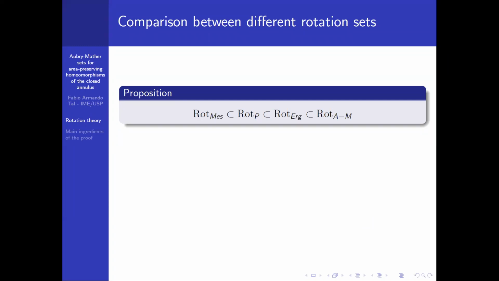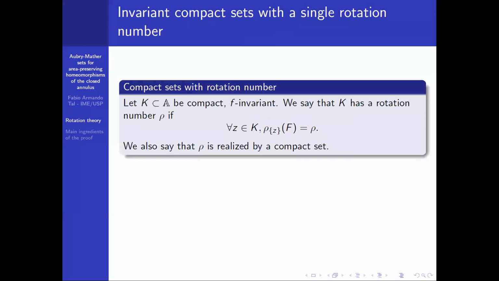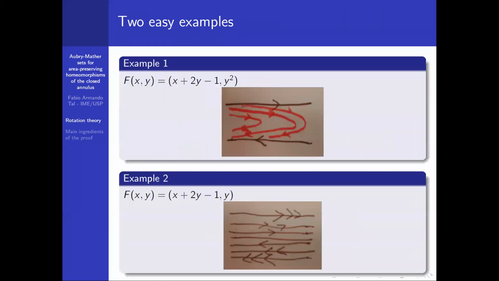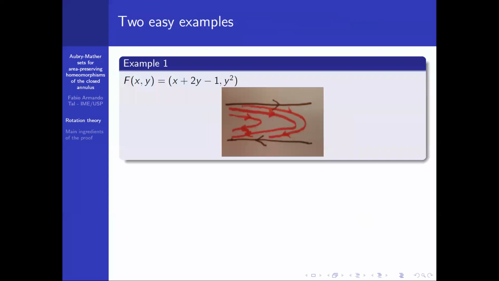But the question is, are these things different objects, or are they the same? So in example one, let me go back to show example one. Here, in example one, you have top boundary with velocity 1, the lower boundary with velocity -1.